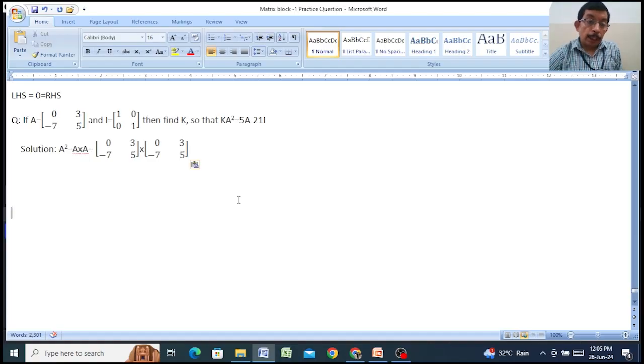Each row is multiplied by the column elements one by one. The first row multiplied by the first column gives the first row first element. Then the first row multiplied by the second column gives the first row second element. After that we take the second row and multiply by both columns to get the second row elements. It is clear. Now we multiply in the next step.